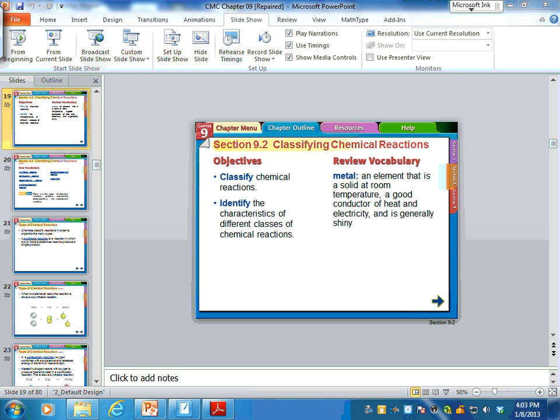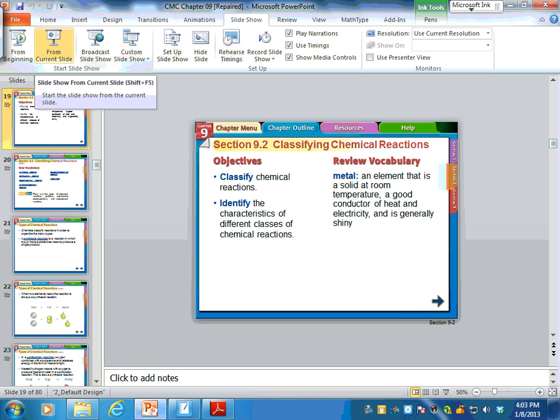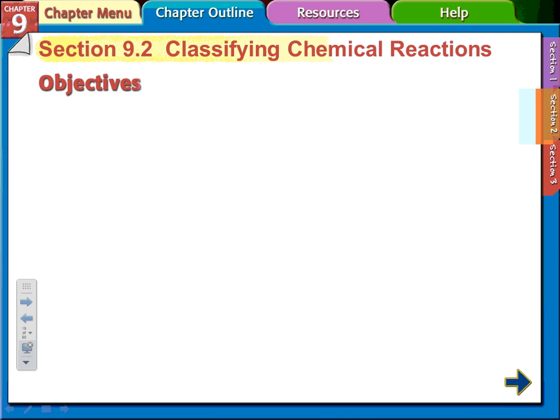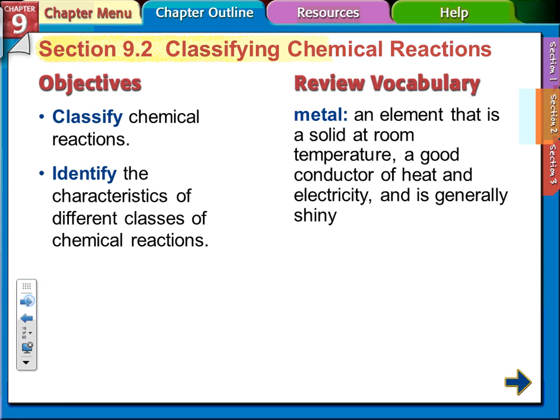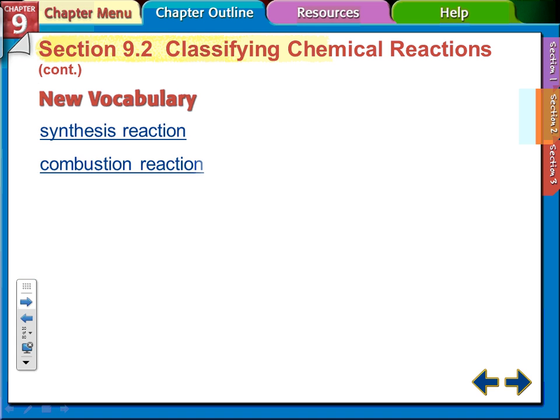Okay, we're starting section 9.2, and going through the slideshow on this one, we're going to classify different chemical reactions, identify the characteristics of different classes of chemical reactions, and we'll review there, go to some vocabulary.